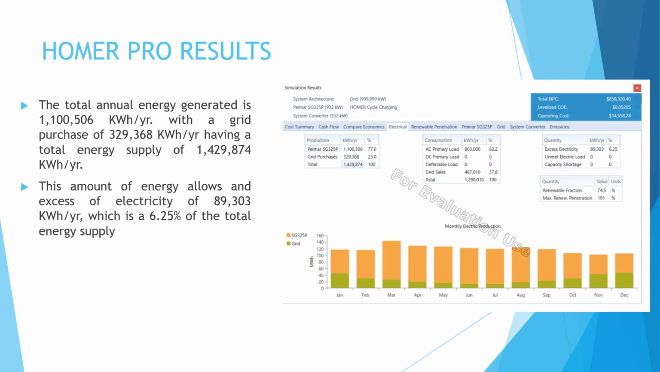Also, we see that the total energy generated during a year is over 1 million kilowatt hours, and we are also purchasing over 300,000 kilowatt hours per year from the grid. And also, this amount of energy gives us an excess of electricity of 89,000 kilowatt hours per year, which is 6.25% of the total energy supply.